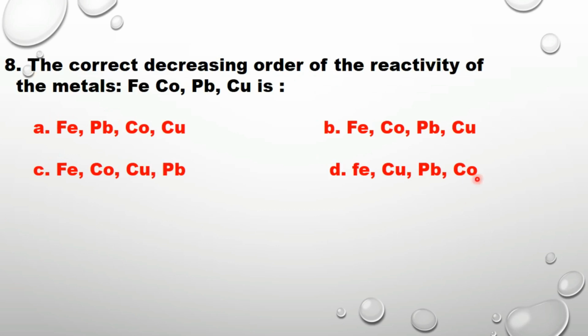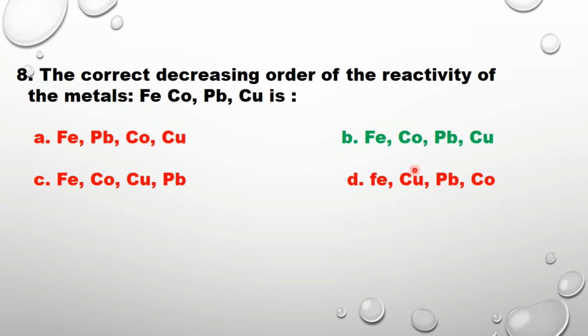Another. The correct decreasing order of the reactivity of the metals iron, cobalt, lead and copper is option A iron, lead, cobalt and copper, option B iron, cobalt, lead and copper, option C iron, cobalt, copper and lead, option D iron, copper, lead and cobalt. The correct answer is option B iron, cobalt, lead and copper. This is the decreasing order of the reactivity of the metals.